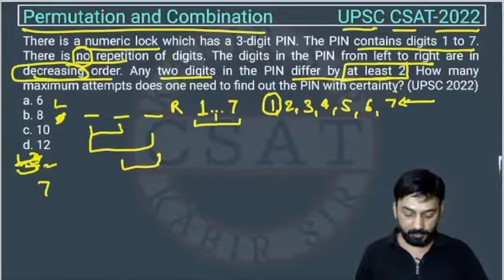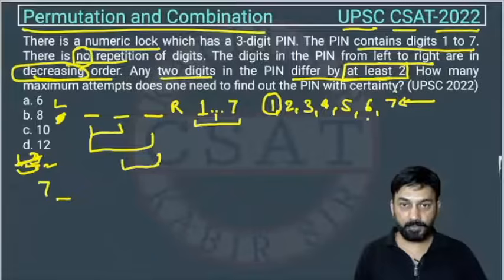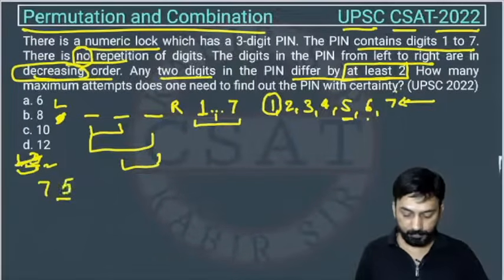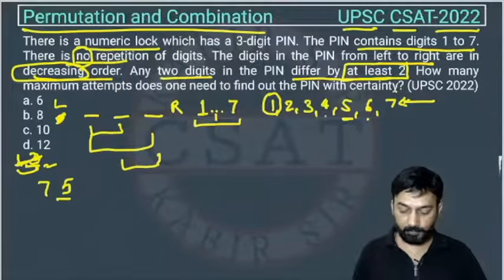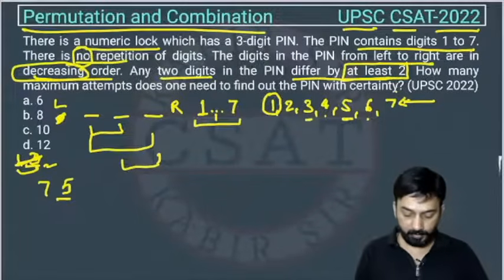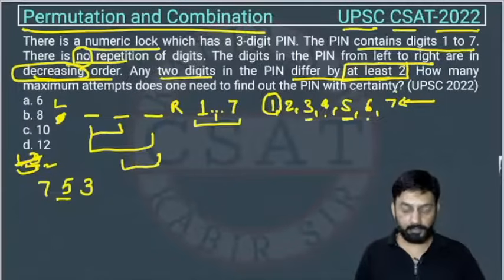If this is 7, then the next digit cannot be 6 because the difference will be less than 2. So the second digit can be 5. Now after 5 the digit cannot be 4 because the difference should be 2. So the next digit can be 3. So one password can be 753. Similarly we have to generate the passwords.